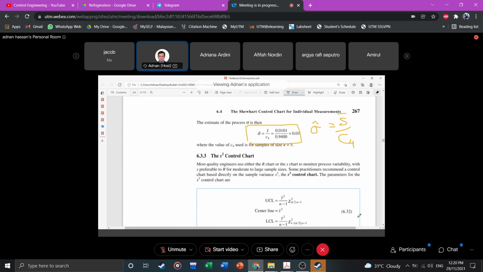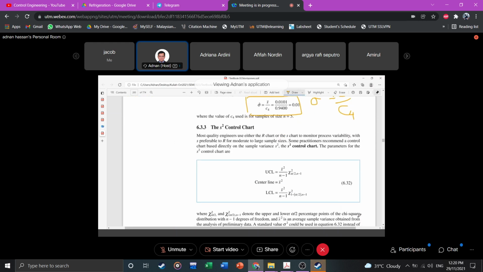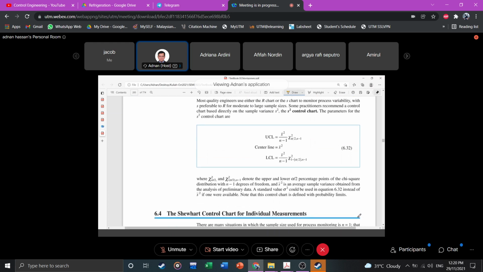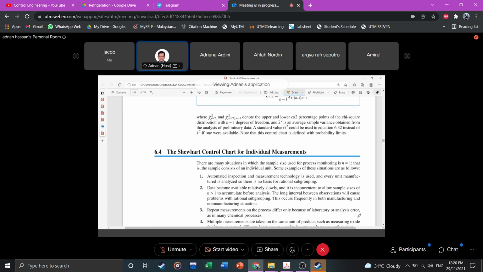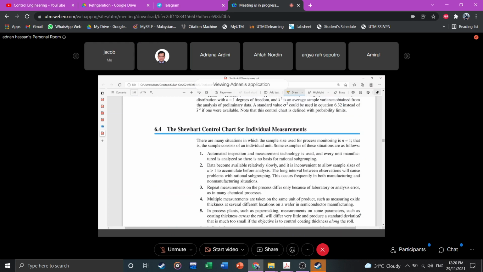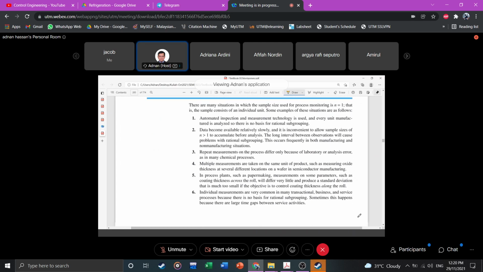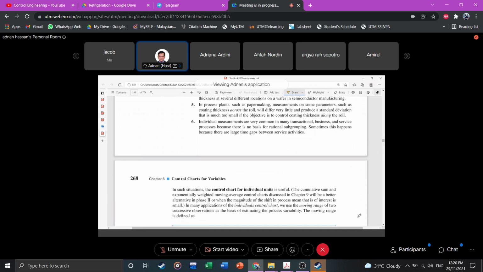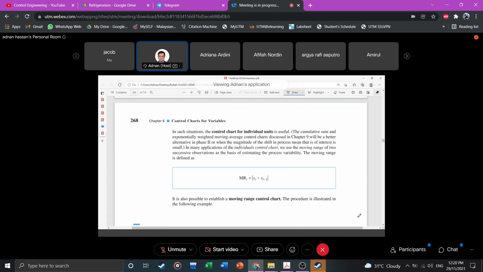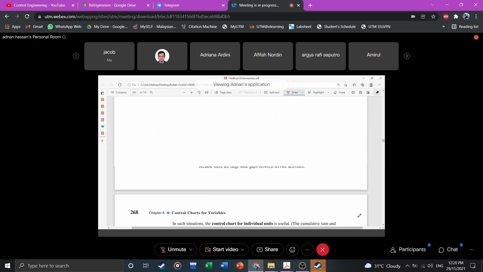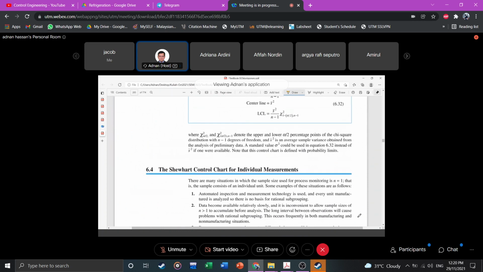There is another chart, the S2 chart. I'm not going to cover this S2 chart. There are also short control charts for individual measurement.